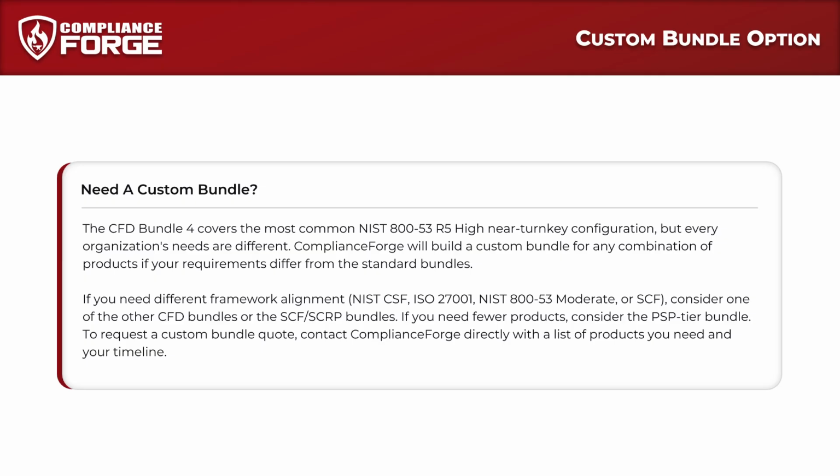One last thing. The CFD Bundle 4 covers the most common NIST 853 high near turnkey configuration, but every organization's needs are different. ComplianceForge will build a custom bundle for any combination of products if your requirements differ from the standard bundles. If you need different framework alignment, consider one of the other CFD bundles or the SCF and SCRP bundles. If you need fewer products, consider the PSP tier bundle. To request a custom bundle quote, contact ComplianceForge directly with a list of the products you need and your timeline.